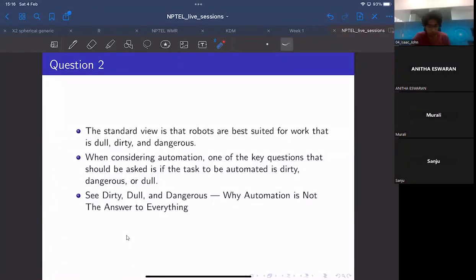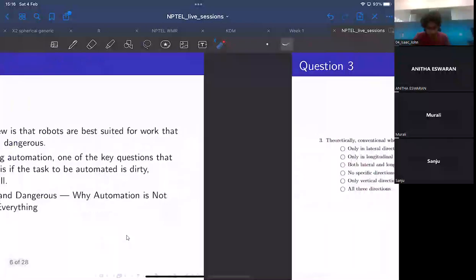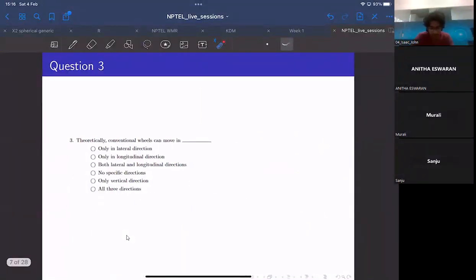All right. So moving on to the third question. Theoretically, conventional wheels can move in, which is the correct option? Only in lateral direction, only in longitudinal direction, both lateral and longitudinal direction, no specific directions, only in vertical direction, or all three directions. So what could be the answer?